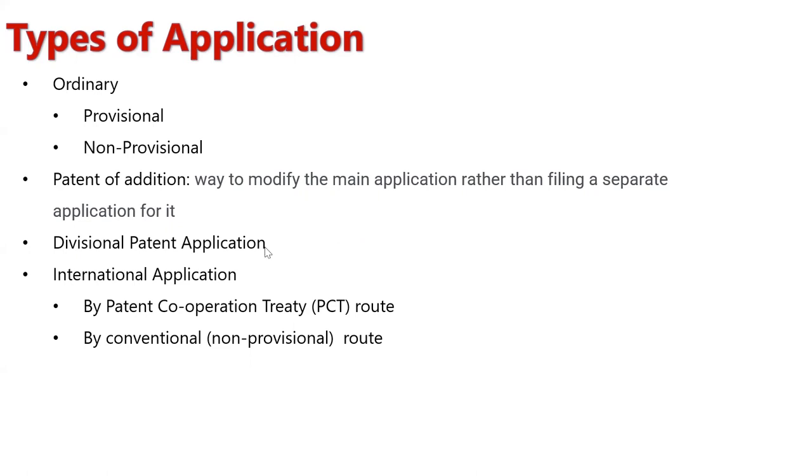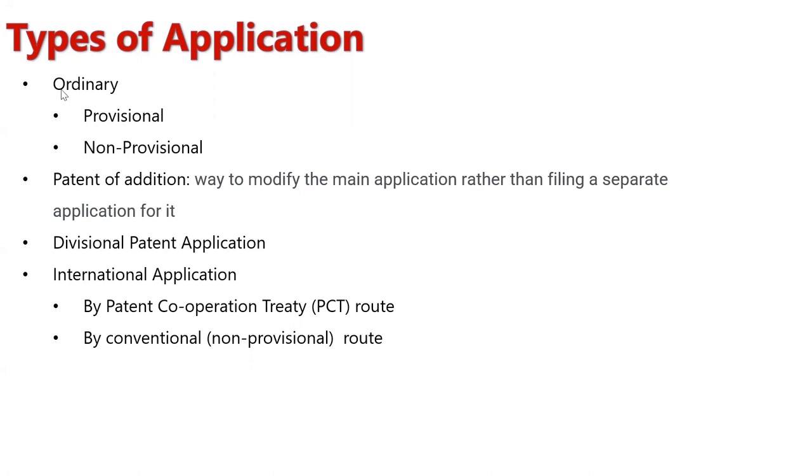If I wish to file a patent outside the country, we can file an international application, and there are two ways. One is the PCT route, another is the conventional route. I'm not going into this international application, but I will show you, if you are searching for patents worldwide, what information you should look at.